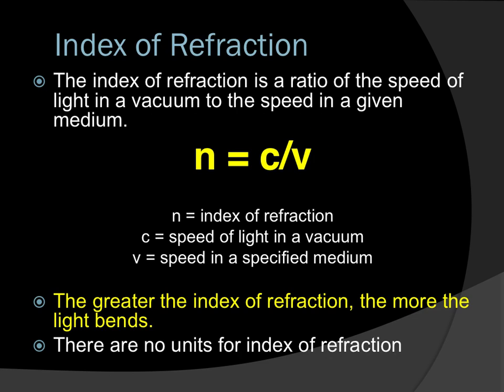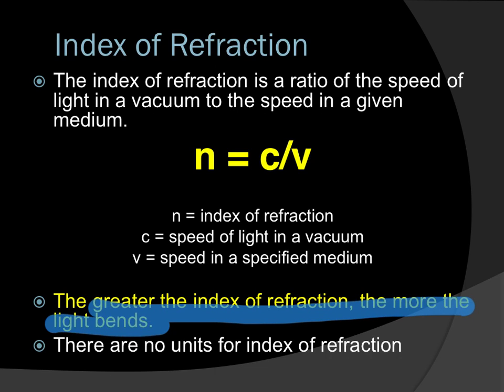And v is the velocity of light in this new medium, no longer in a vacuum. So we're always going to know c, that's 3 times 10 to the 8th. The other two will be our unknowns. The bigger this value, the bigger the index of refraction, the more the light is going to bend. And there are no units for this, it's just a number.